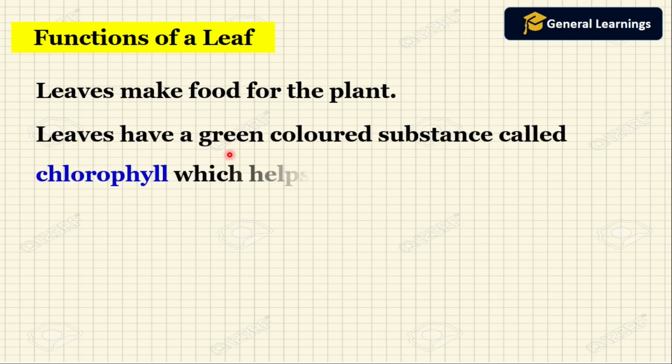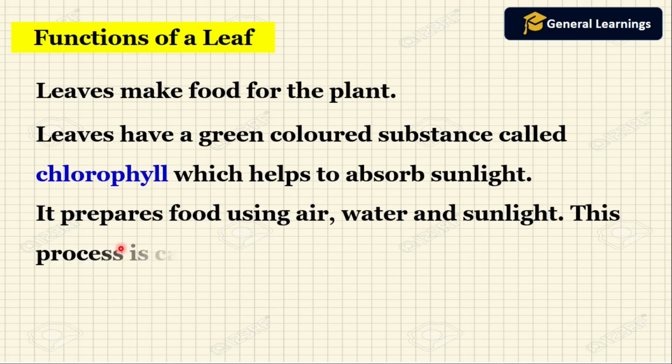So, leaves have a green colored substance called chlorophyll, which helps to absorb sunlight. So, that green colored substance absorbs sunlight, and that will be called chlorophyll. So how did we learn that leaves make food for plants? How are leaves making food? Using air, water and sunlight. This process is called photosynthesis.